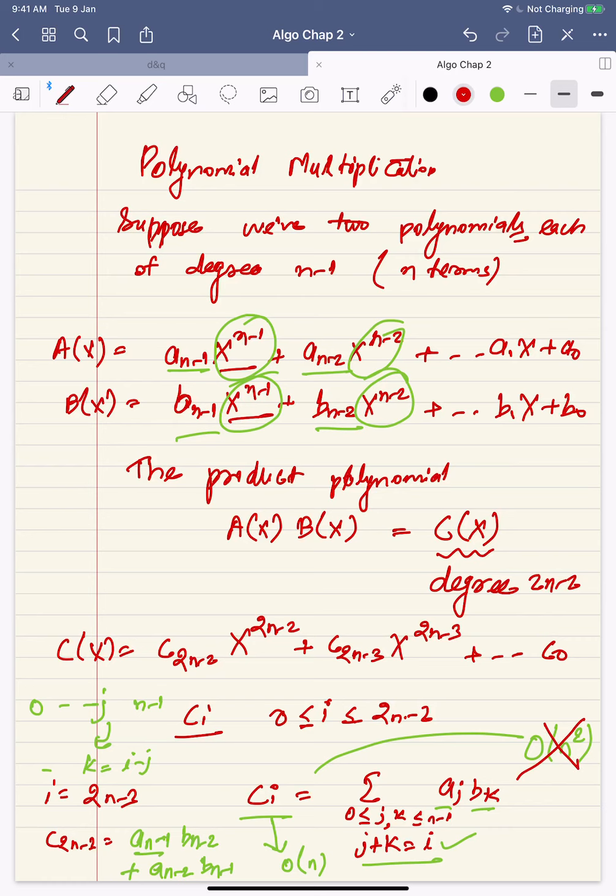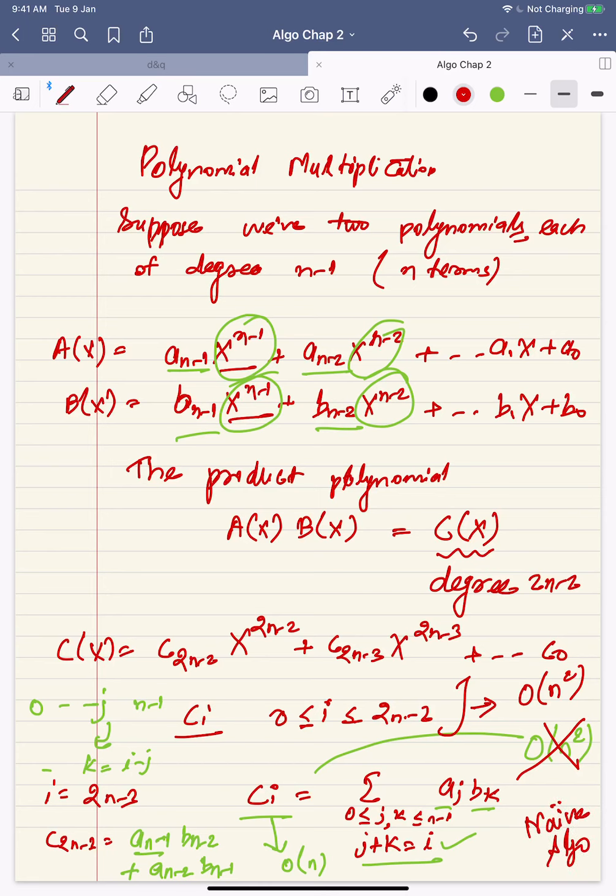Okay, and how many such terms do I have to find? There are 2n minus 1 such terms. So overall, to get the entire thing, I need order n squared. Now this is what we generally call a naive algorithm.